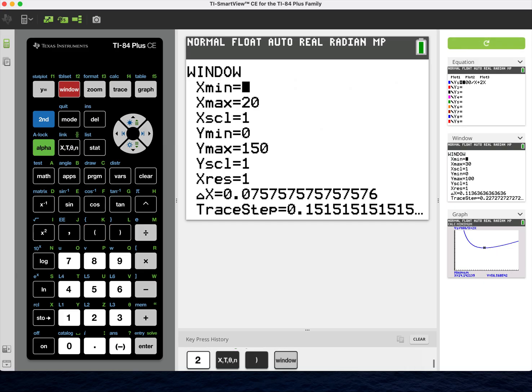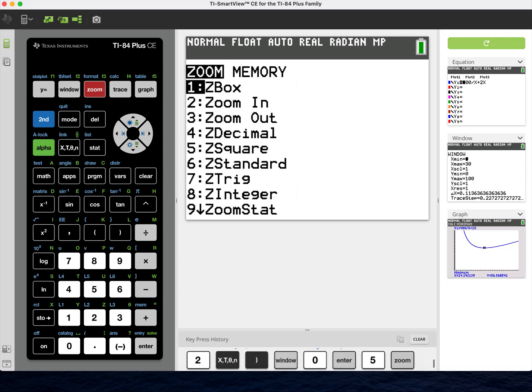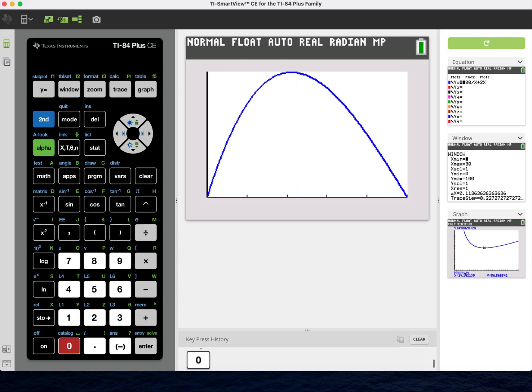And for my window, this is where it's great that we figured out the domain, because I know that the domain goes from 0 to 5. And then when we hit zoom 0, so zoom fit, remember that it picks y values that work with those x values. So it actually gives me a perfect graph every single time that I use the domain that I found and then hit zoom fit. So we need to find that maximum value right there.